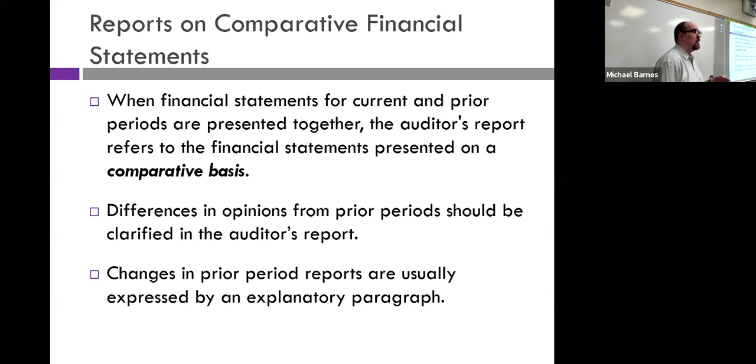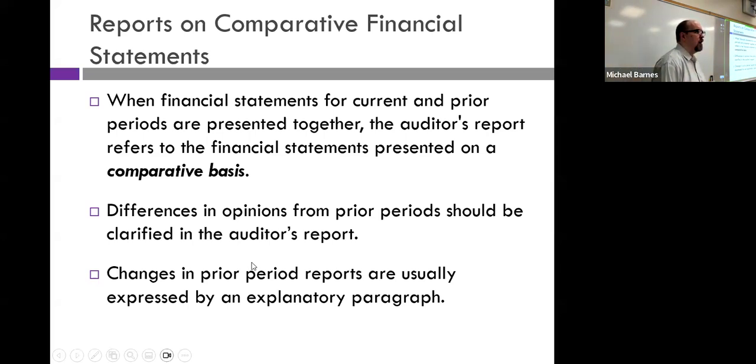That's an important point. That doesn't happen very often. I will say 99% of the reports you'll see under PCAOB reporting will be unqualified, but it can come up, okay? Particularly if there's issues with reporting such as scope limitations. These are going to usually be explained. So if we have changes in prior period reports, these are going to be expressed by an explanatory paragraph.